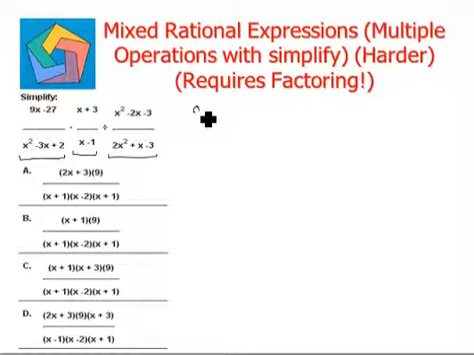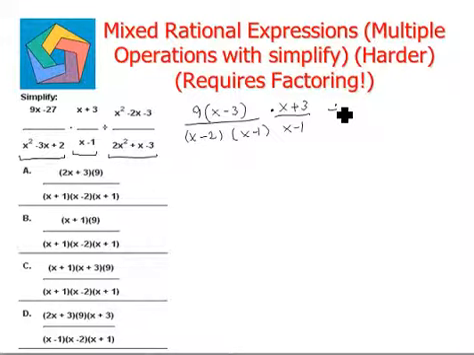So in the first numerator we see we can pull out a 9, and inside the parentheses we are left with 9 times x minus 3. Now the denominator can be factored as x minus 2 times x minus 1 times x plus 3 divided by x minus 1. Now divided by, we have another fraction over here, x squared minus 2x minus 3 divided by 2x squared plus x minus 3.